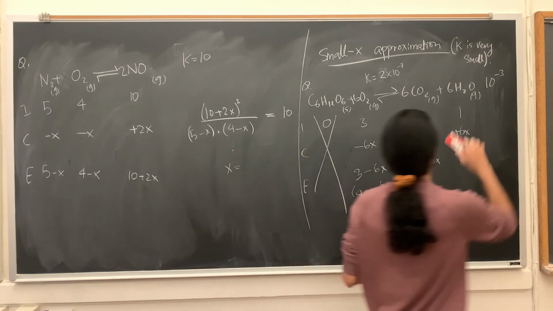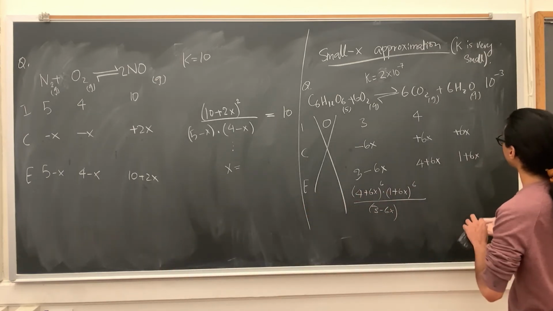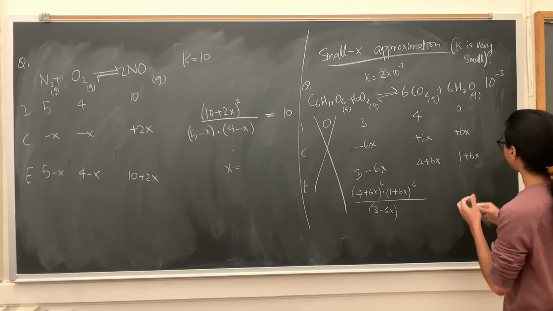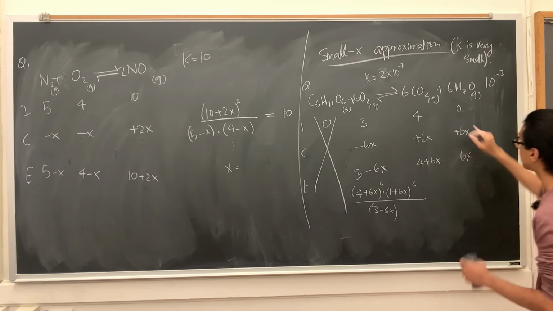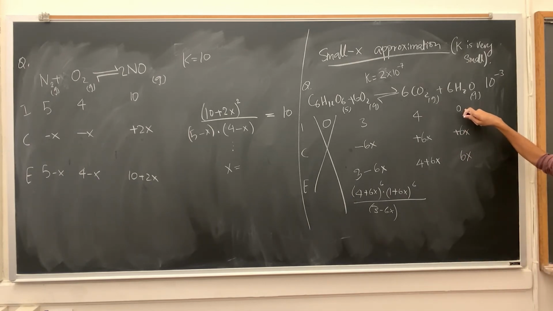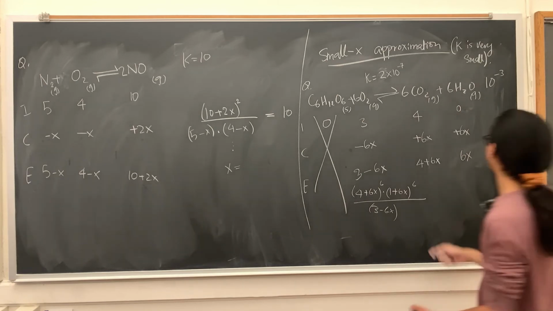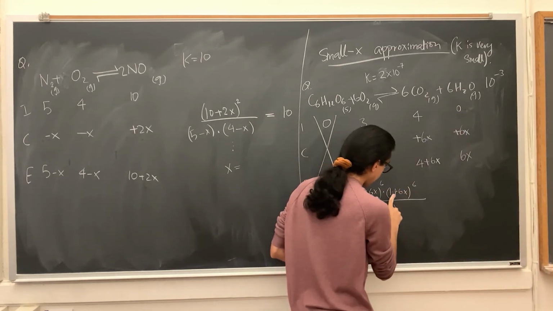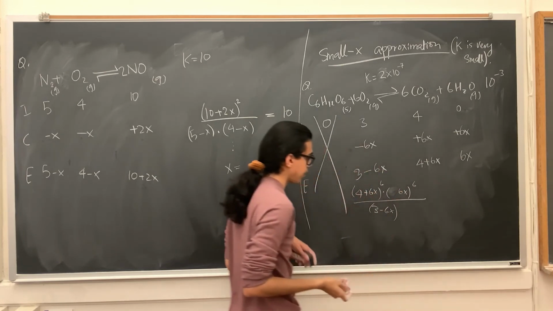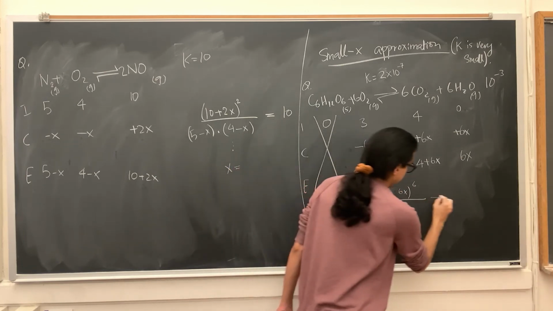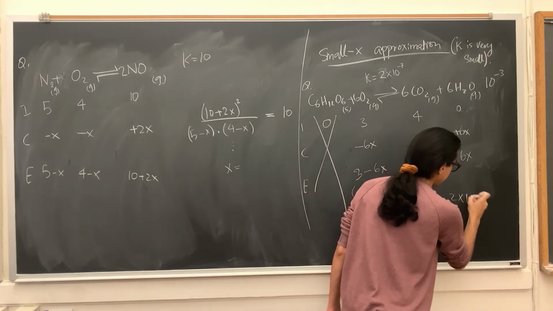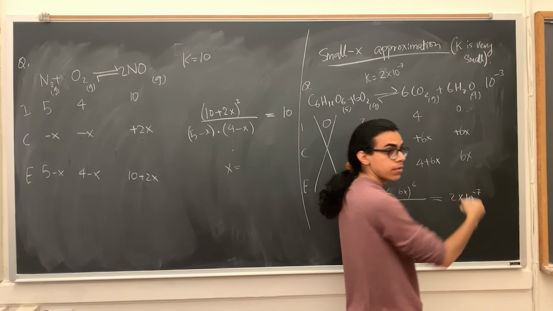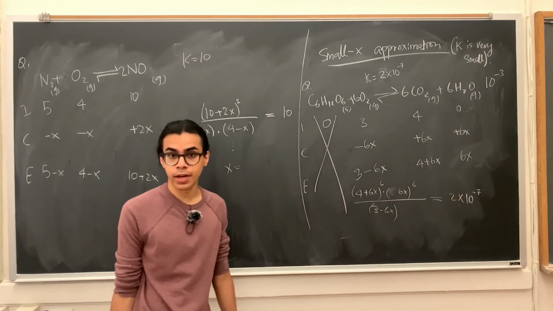Let me make one more change. Let me make this 1 a 0, okay? So at equilibrium you have 6x. Just make a change, that 1 to a 0. Great, so H2O just becomes 6x to the power of 6, over 3 minus 6x, great, equals the k value, which is given to be 2 times 10 to the negative 7. Pretty small, so we'll do small x approximation. Just very straightforward.